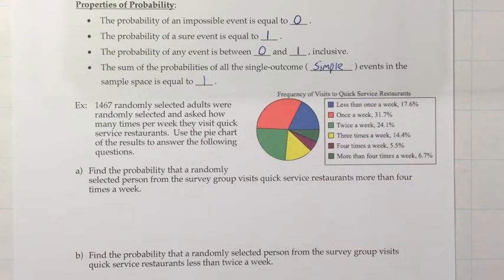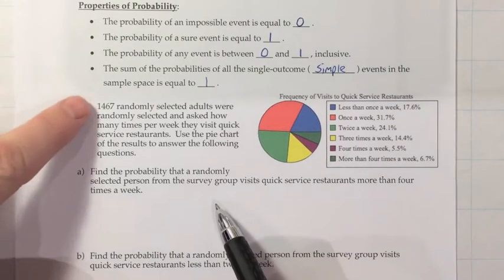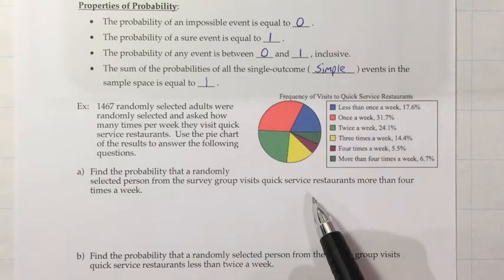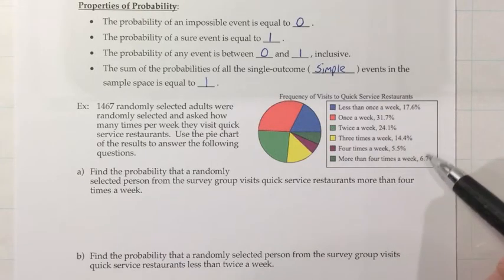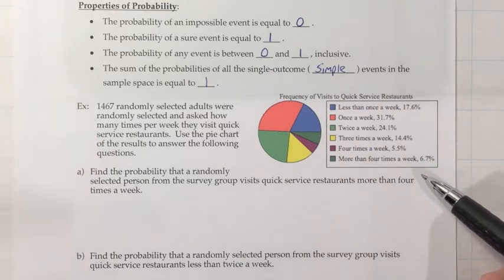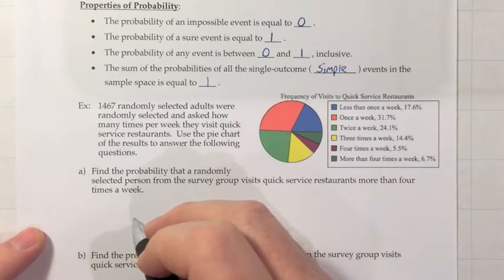That's what we'll end up doing more than looking at the size of the pie wedges, but they should match up. So find the probability that a randomly selected person from this survey group of these 1,467 people visits quick service restaurants more than 4 times a week. I would argue that what they're listing over here is the relative frequency, but the relative frequency is also our probability. It's the same calculation. This is how many people were like that divided by the 1,467. Somebody's just done that division work for us already.